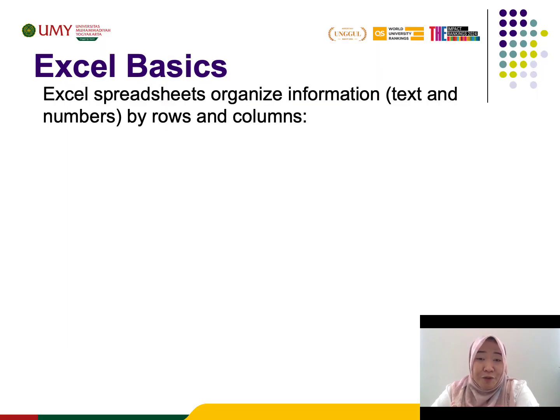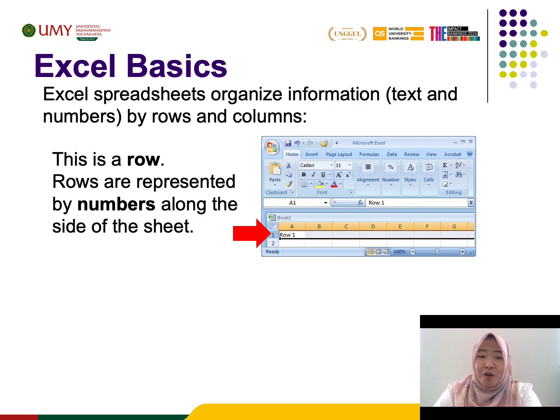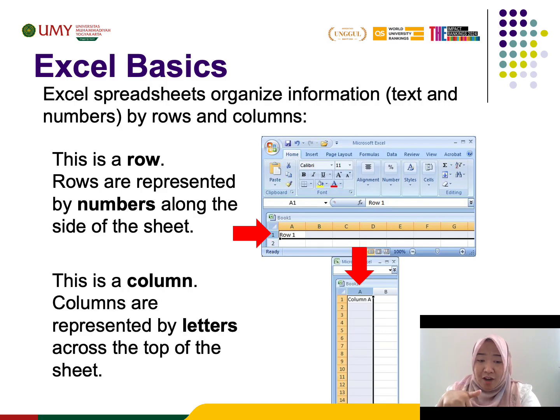Now let's get to know further about Microsoft Excel. So as you know, Excel spreadsheets organize information, either text and numbers, by rows and columns. So this is a row in Microsoft Excel. Rows are represented by numbers along the side of the sheet. And then this one is the column. Columns are represented by letters across the top of the sheet.